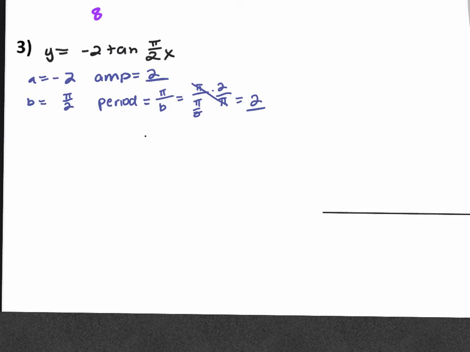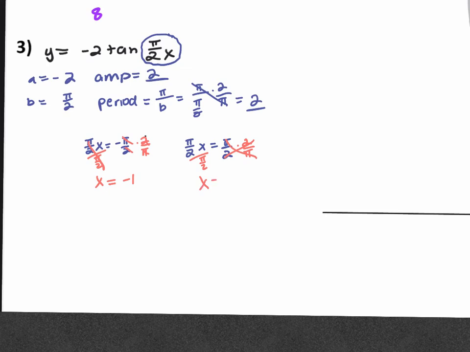Now tangent and cotangent, remember, are different. We do whatever's next to that tangent, the bx minus c, which is pi over 2 equal x. And I set it equal to negative pi over 2 and positive pi over 2 for tangent. That would be 0 and pi for cotangent. So now I divide by pi over 2, which is the same thing as multiplying by 2 over pi. And I get x equals, these all cancel, -1 and +1. Those are my middle 2 asymptotes.